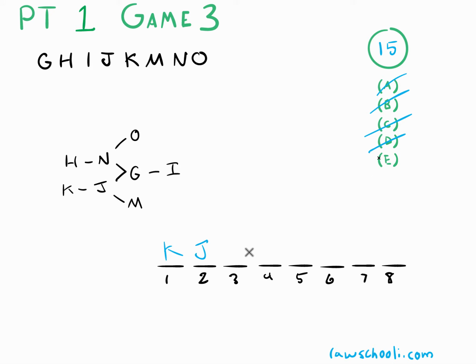How about Owens in 64? Well, yeah, now H and N have to be before Owens, and there's no room. There's only 1 spot there. So E is our correct answer.